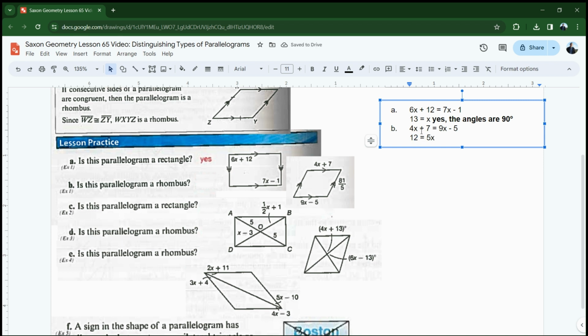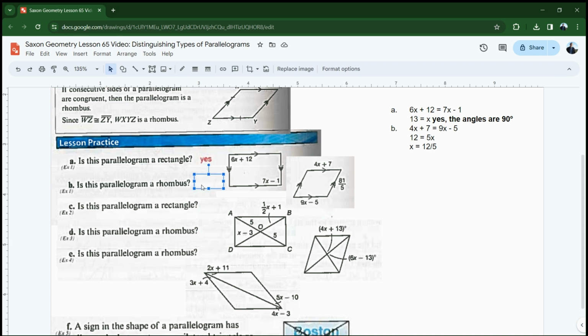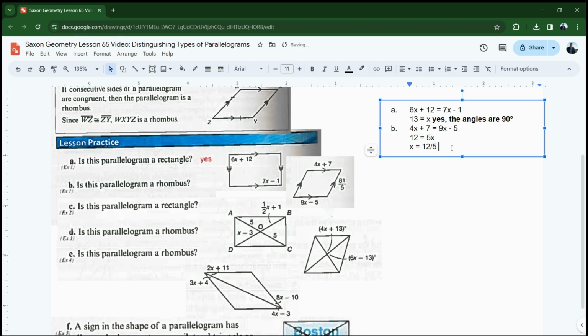And let's just make sure again. So 4x plus 7 equals 9x minus 5. 12 equals 5x. And then if I divide both sides by 5, I get x equals 12 over 5. But in order for this to be a rhombus, this would have to be 81 over 5, not 12 over 5. So this answer is going to be no.